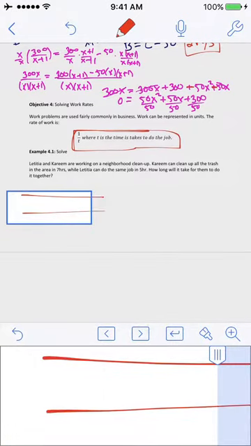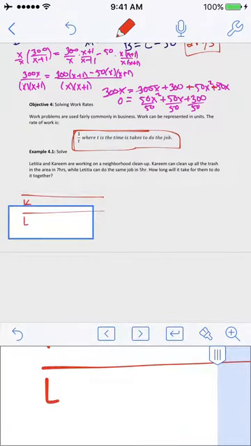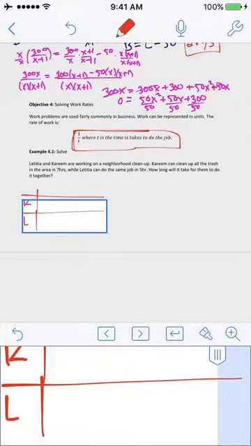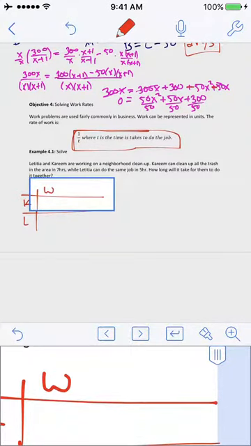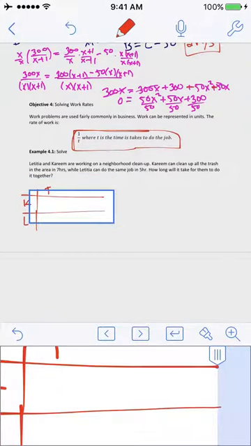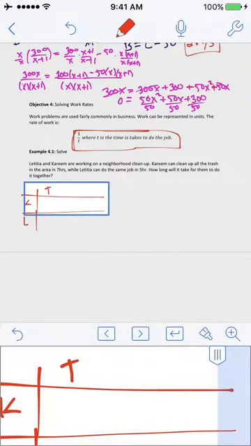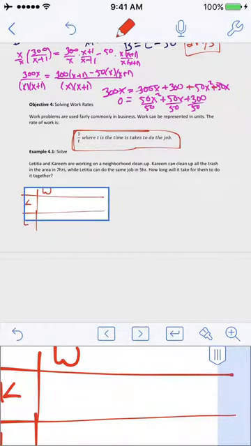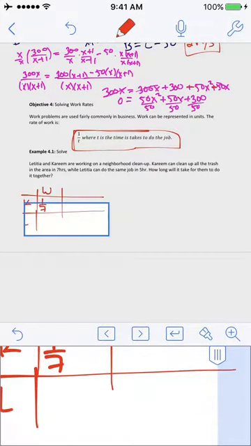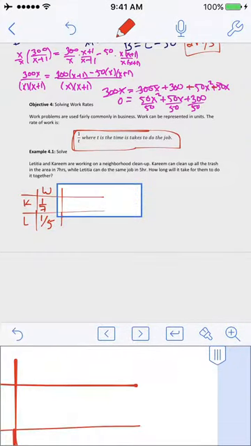One for Kareem and one for Letitia. So Kareem, let's say his time was 7 hours. Actually, let's not do it that way. Let's just call it his work. So if he was working for 7 hours, his work rate is 1 over 7. For Letitia, if she's working it in 5 hours, her work rate would be 1/5. Okay, that's basically just the units that go with it.